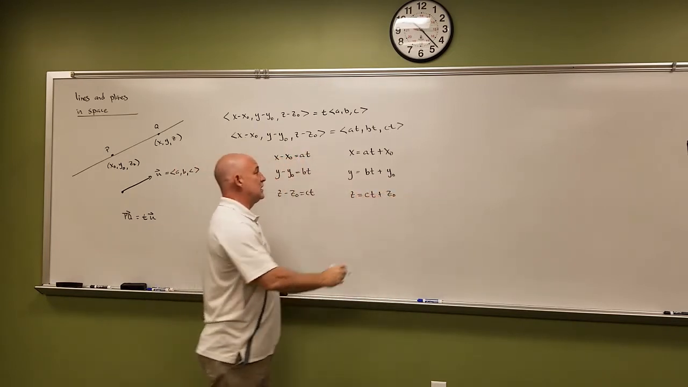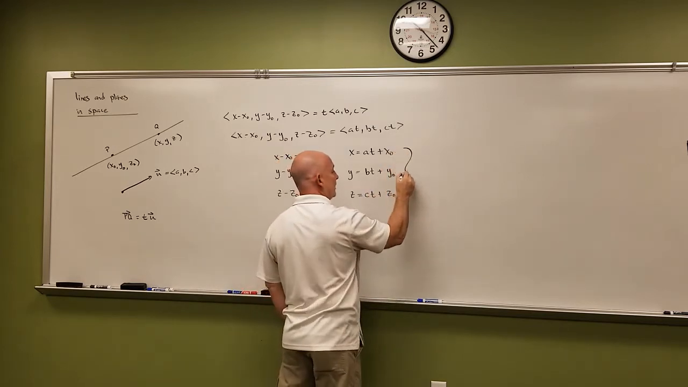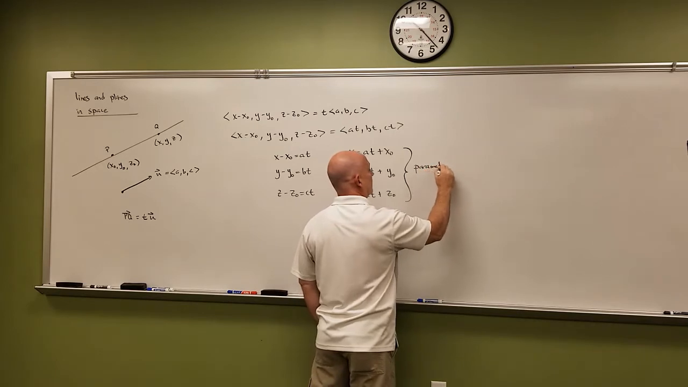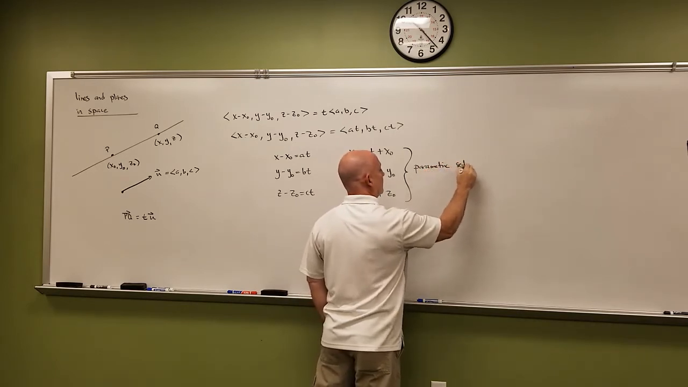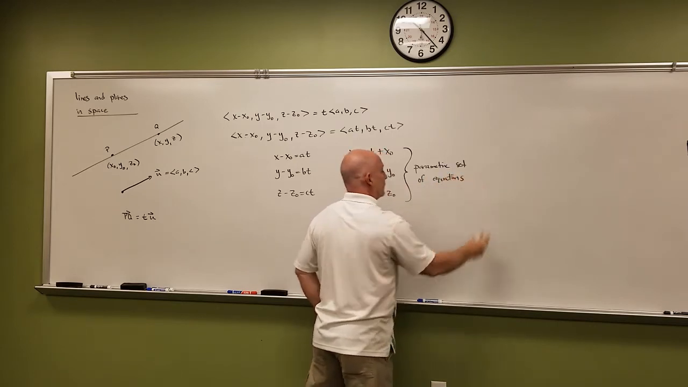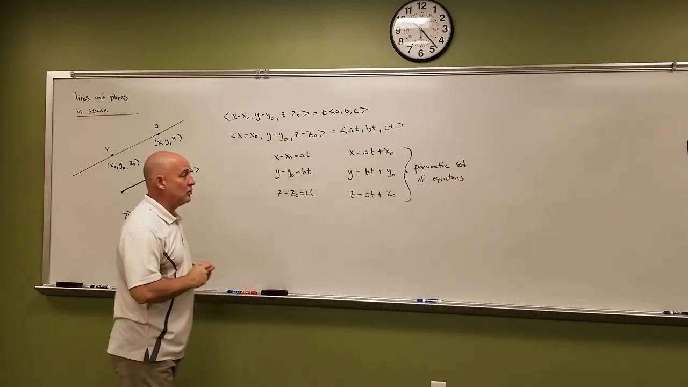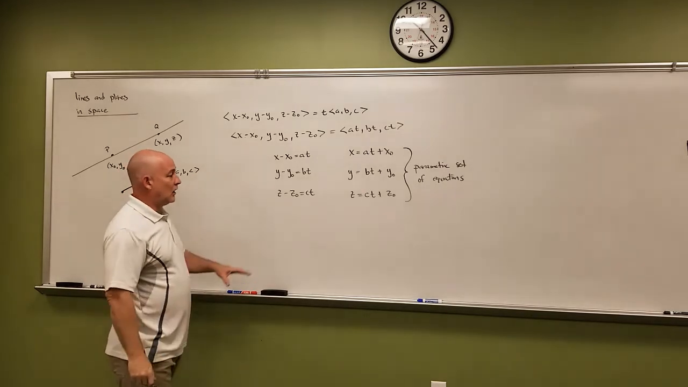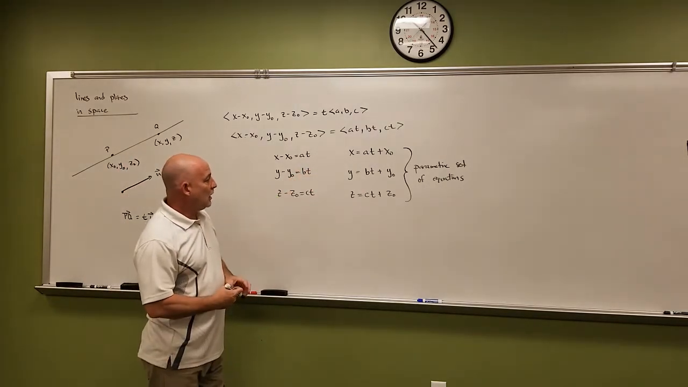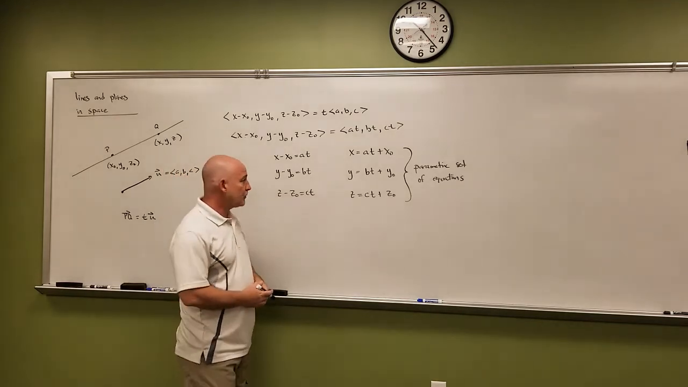Okay, this is how we write the equation of a line in 3-dimensional space. This is called a parametric set of equations. So to write the equation of a line, we actually don't get a single equation. We get 3 equations to represent that one line. Good news and bad news here.